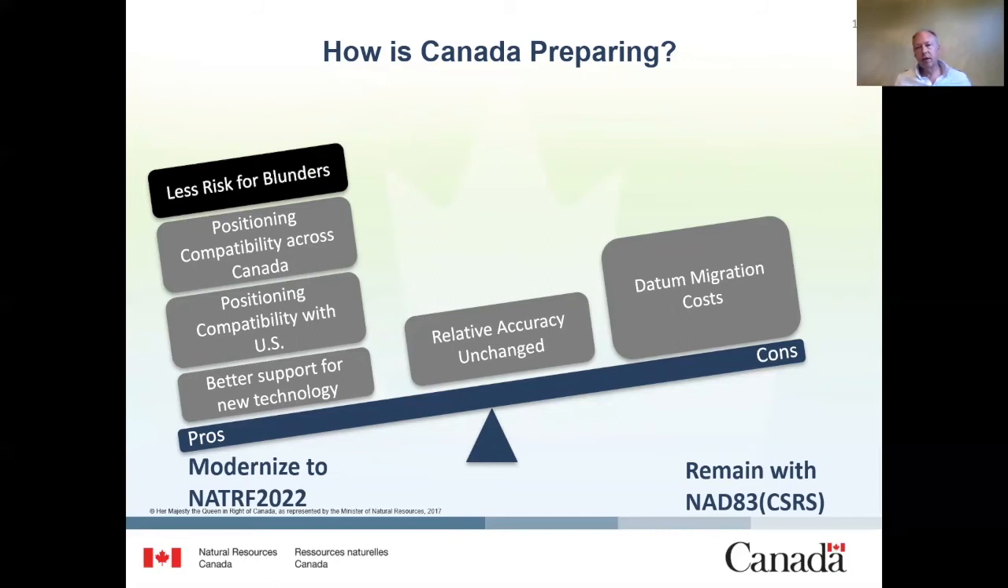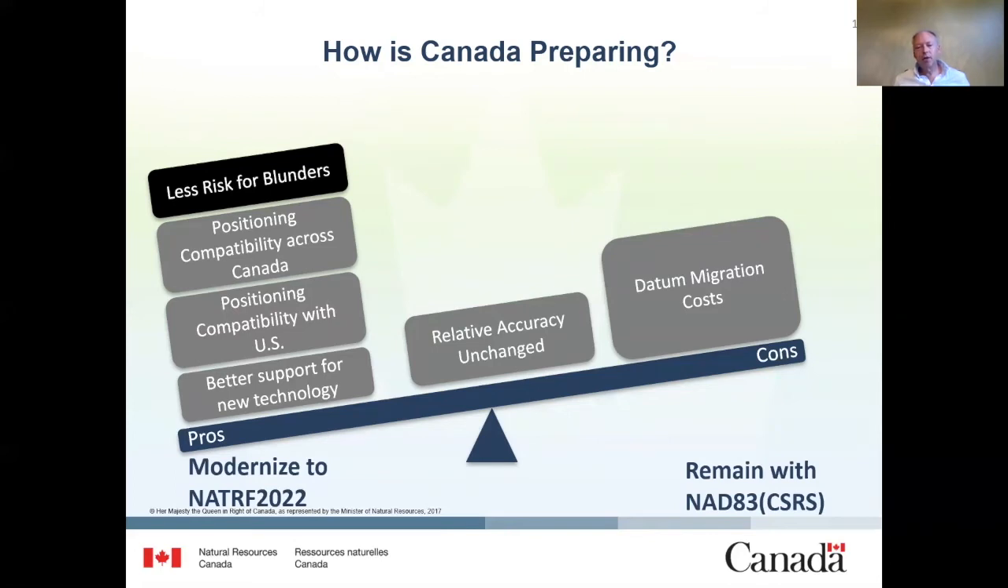So, I guess this is how we view it, mostly the Canadian federal government, but also the provincial partners in delivering the spatial reference system. We see that if we modernize to NATRF2022 in the near future, there is less risk of blunders in terms of using GPS and NATRF2022, the GPS inherent natural frame of WGS84. There's potential for compatibility across Canada. So if we all move together to a new system, it would be quite a relief for many. Compatibility with the US and better support for all of the new automated vehicles, etc.